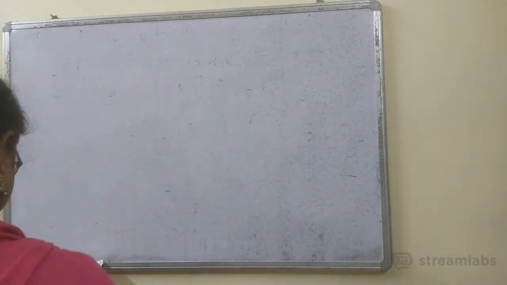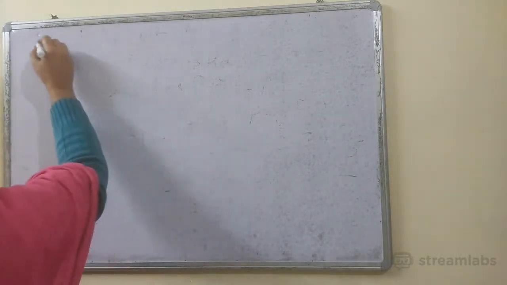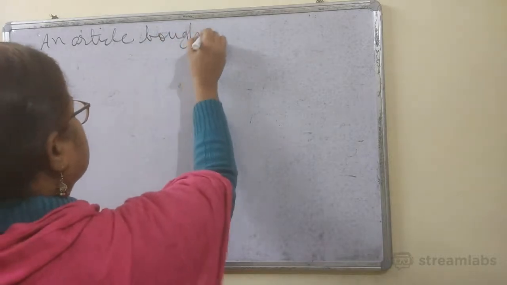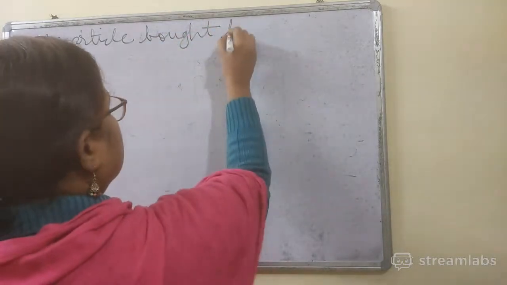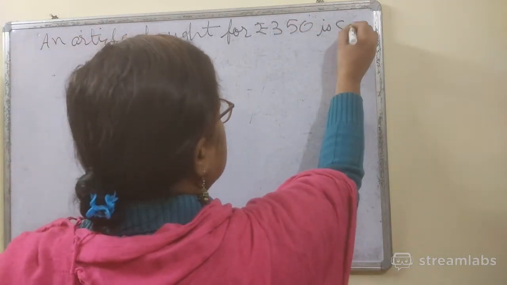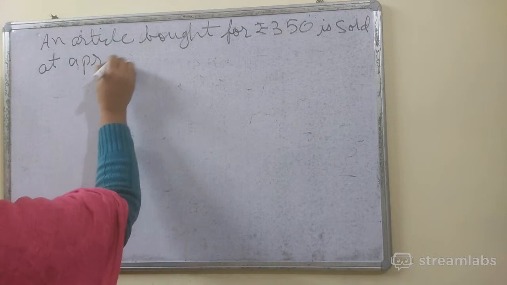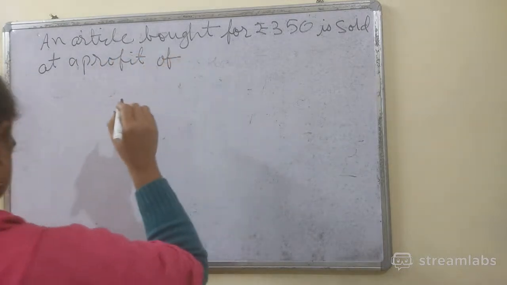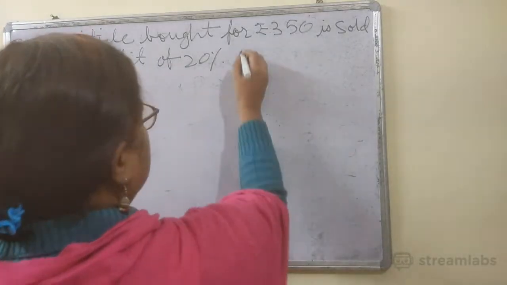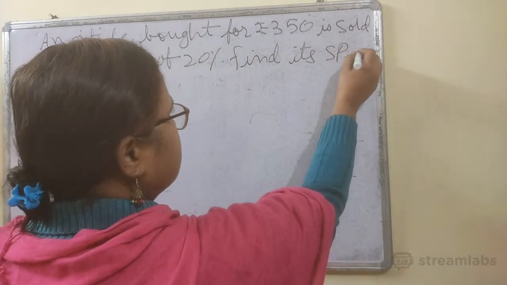Now the next question is, an article bought for rupees 350 is sold at a profit of 20%. Find its selling price. Find its SP. SP means selling price.